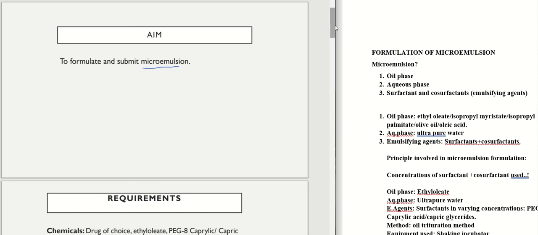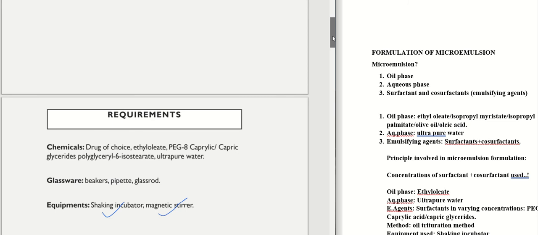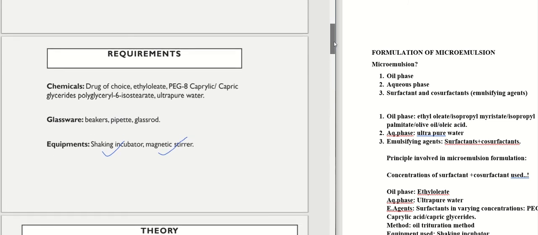Now, let us discuss the requirements to be considered to prepare or formulate a microemulsion. The basic glassware required is beaker, pipette, and glass rods. The most important one is the use of equipment like shaking incubator and magnetic stirrer.